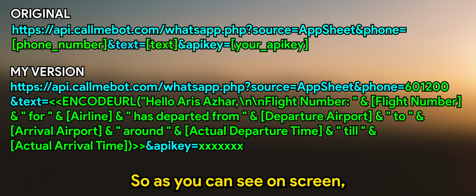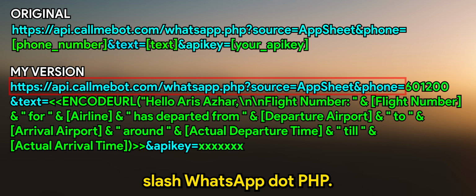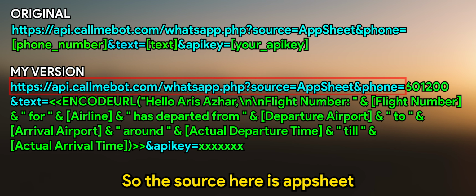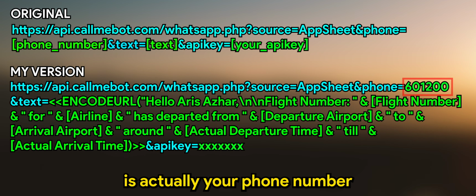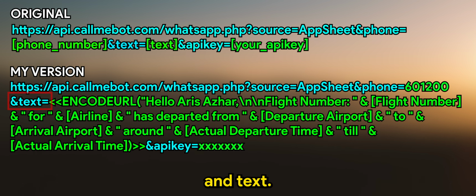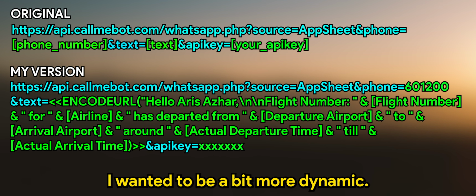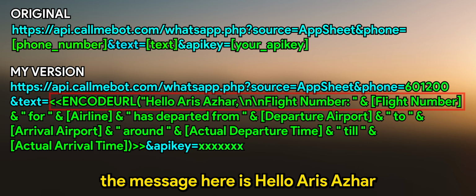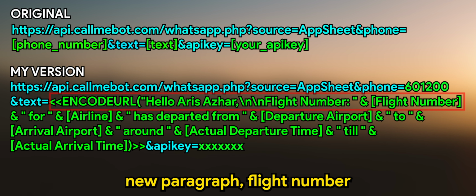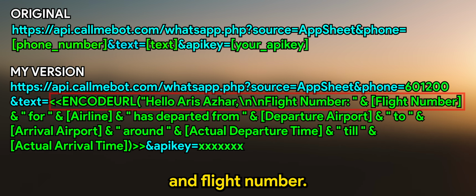Okay, so as you can see on screen, we have https://api.callmebot.com/whatsapp.php. So the source here is AppSheet, and phone number is actually your phone number, and text. So the text is where the message of the WhatsApp goes. So here I want it to be a bit more dynamic. So I have the encode URL, and you can see the message here is "Hello Aris Azhar, comma, a new paragraph, flight number is the message, double dot, and flight number."